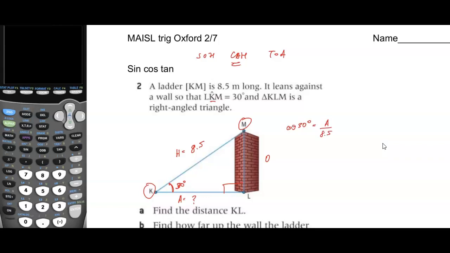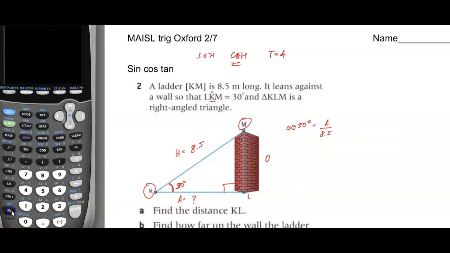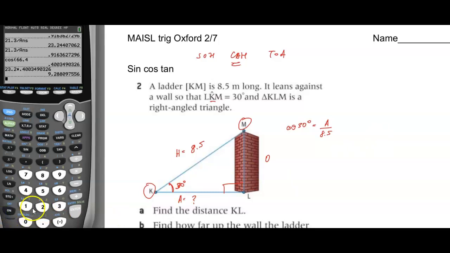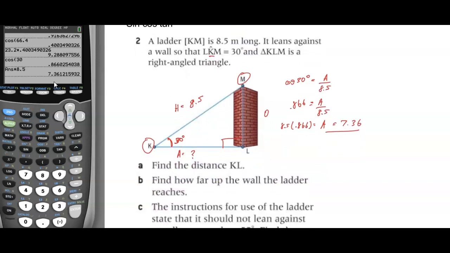Cosine of 30 degrees, if we put that in the calculator, is, I think, 0.866. Yeah, 0.866 equals the adjacent divided by the hypotenuse. To find the adjacent, all we need to do is multiply 8.5 times 0.866. So we'll do 0.866 times 8.5. And the answer is 7.36. That's the adjacent, which is the distance KL.